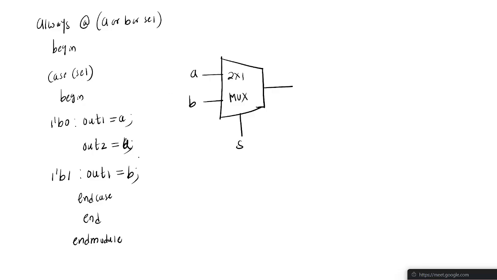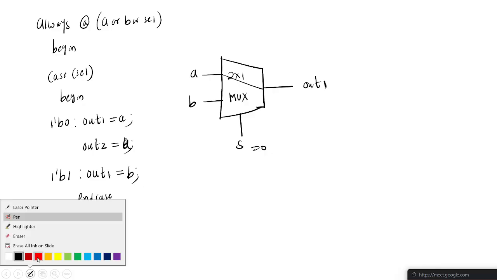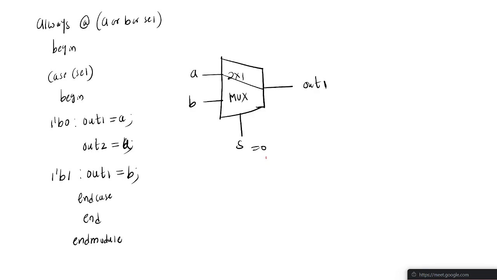So normally here, out 2 I am not using. So when selection line equals 0, A is connected to out 1. Okay, so when selection line equals 1, B is connected to out 1. Okay. So this is simple only.